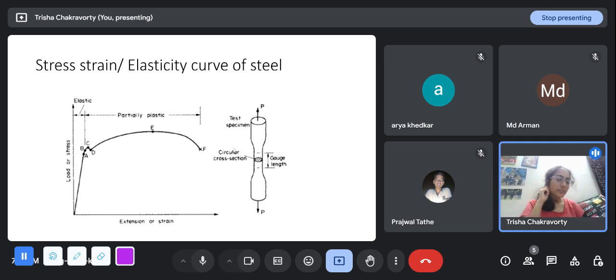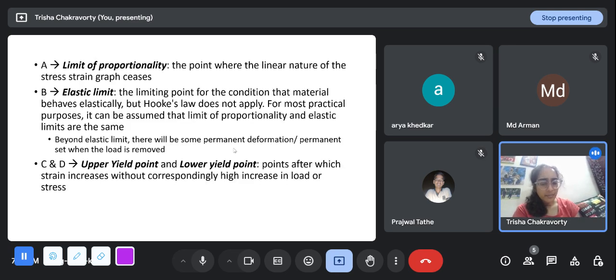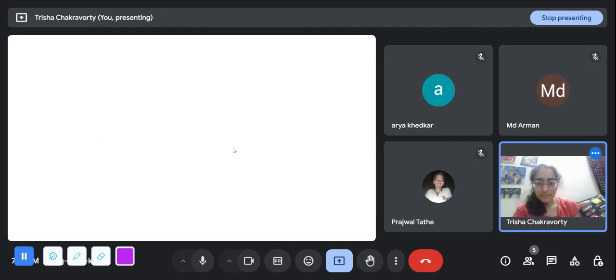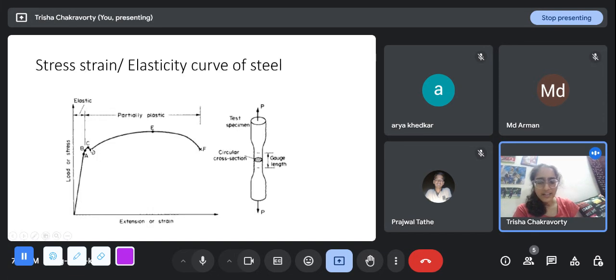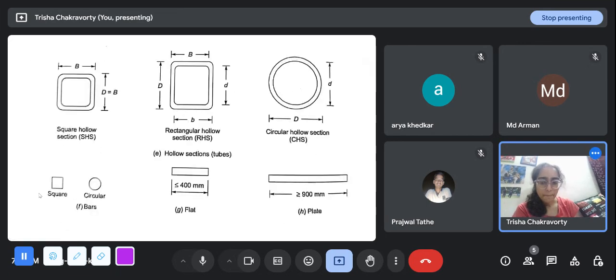But beyond B, the material starts behaving inelastically. So even if you remove the load entirely, there will be some residual deformation remaining, that we call a permanent set. And C and D are the upper yield point and the lower yield point, points after which strain increases without a corresponding high increase in load or stress. C and D are sometimes taken as the same point, because yield stress we just take, like we saw here, yield stress is Fy. It is generally one single value. In Fe 415 that we use, Fy is 250 megapascal.